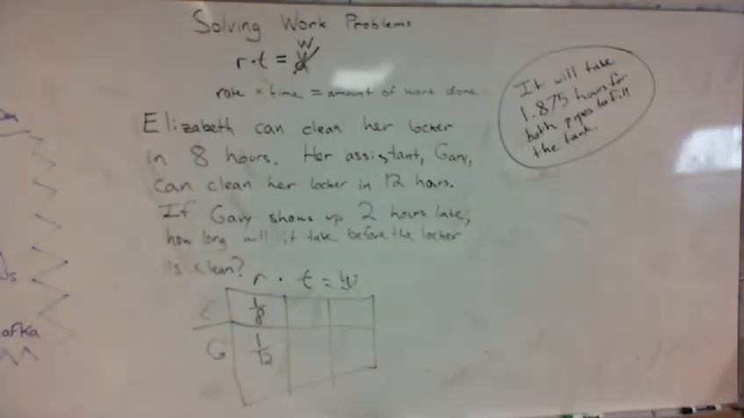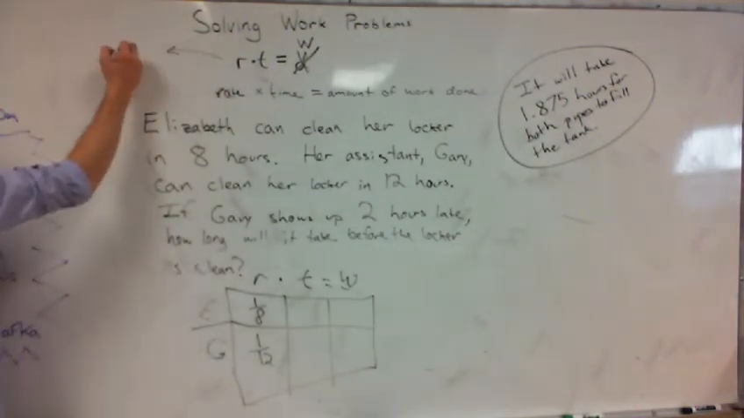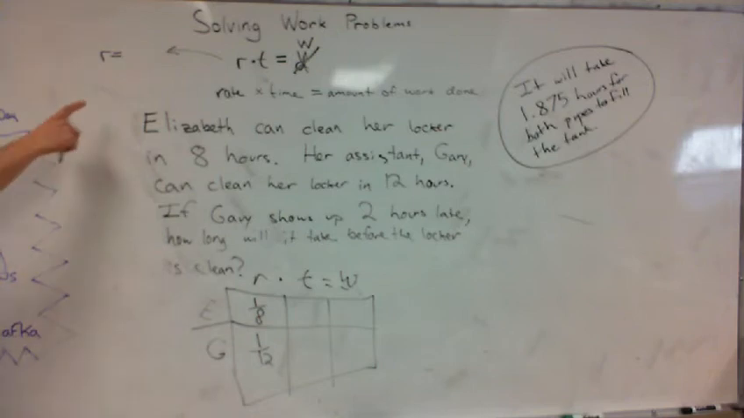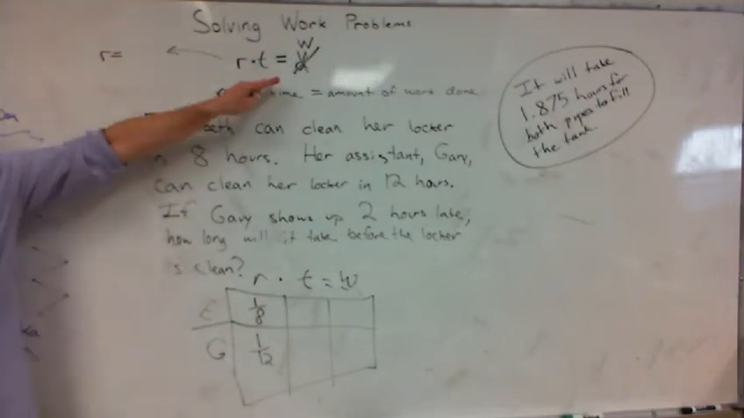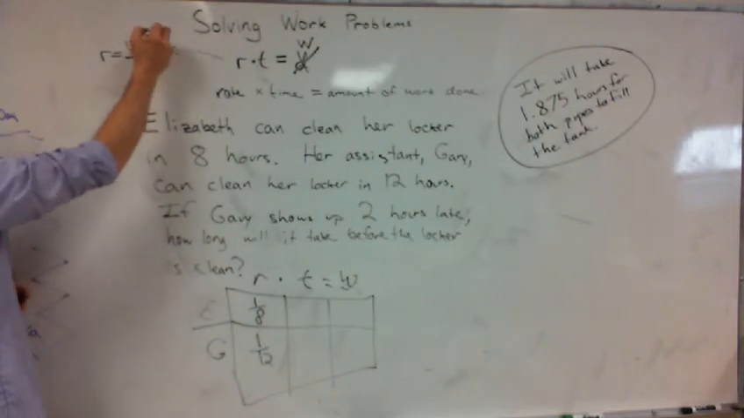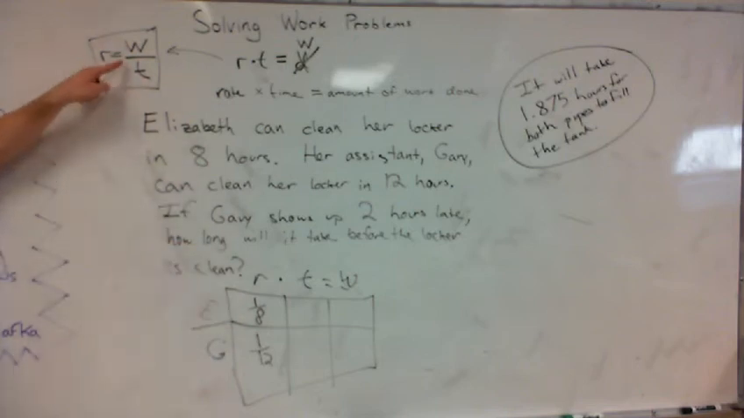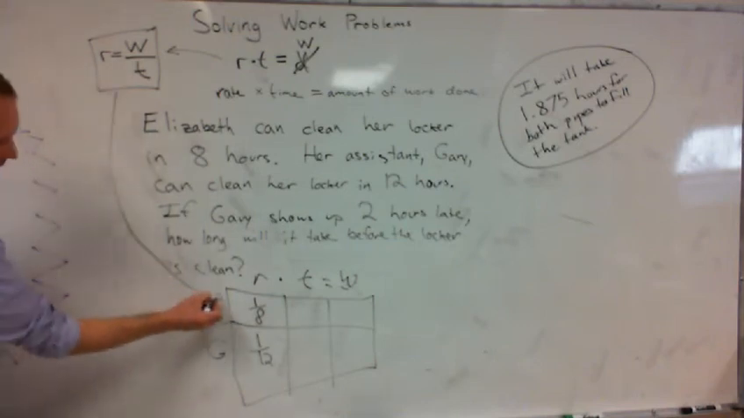Now, it's kind of useful, when you talk about the rate, to look at this equation in a slightly different way. So if we looked at this equation as rate equals something, what would that something be? Not time. Work divided by time. So this is where we're getting this box. We're taking the work that they can do in a certain amount of time: one locker in 8 hours, one locker in 12 hours. That's what's giving us this box here.